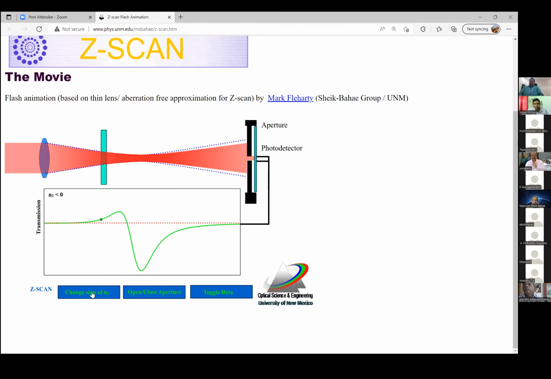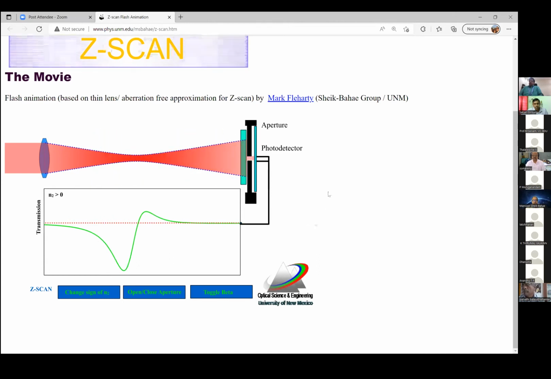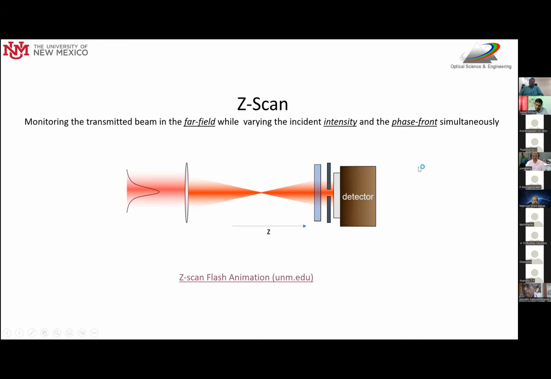It's lopsided with the negative nonlinearity, and with the positive nonlinearity it is the other way around. Bottom line is that with these, you can measure not only the real and imaginary part, in other words, the absorption and refractive nonlinearity, but you also measure the sign. And that's why this thing was very nice and simple.